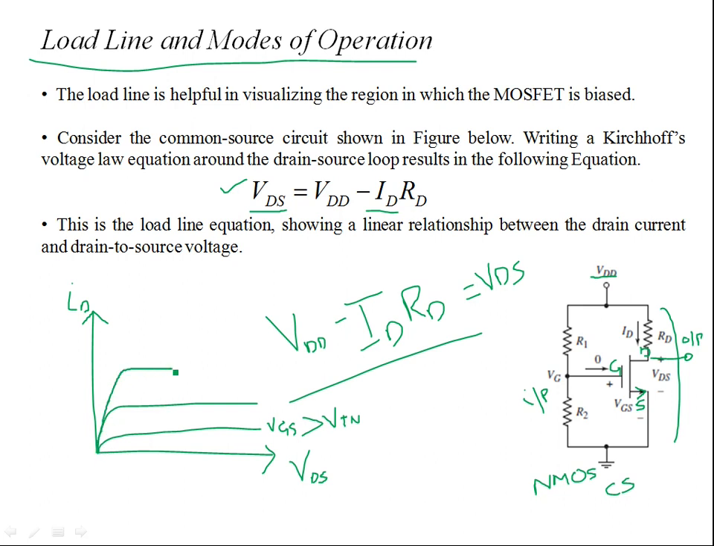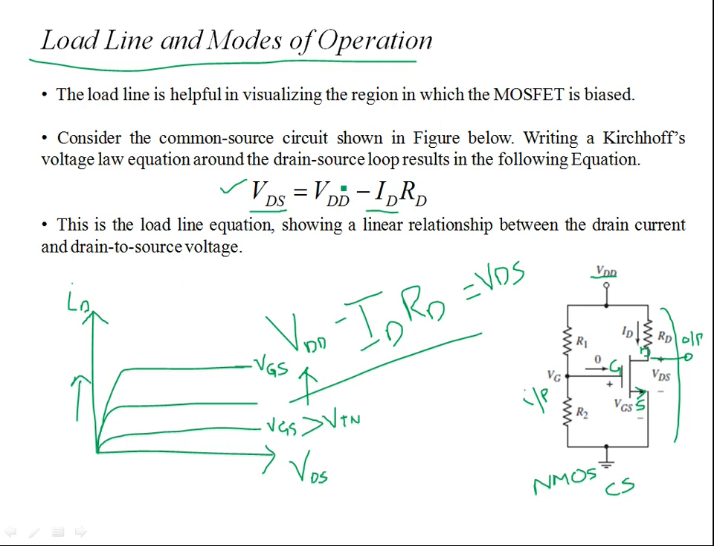If you increase your VGS, the physical interpretation of increasing ID is that you are increasing the space charge density. As you keep increasing VGS, the inversion layer increases, so ID increases. In this direction VGS is increasing, so ID is increasing here as well.